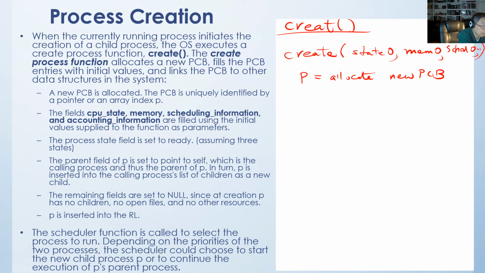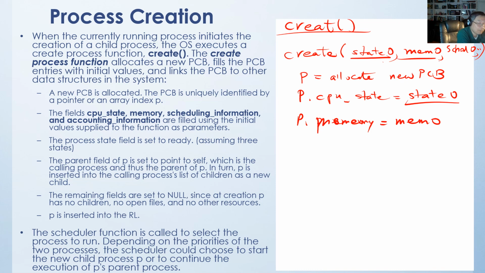So you use allocate to allocate P, and then P dot CPU state. P is actually the data structure you allocate in memory. P dot CPU state is the first field, set to the state 0, which is the initial state for the CPU state. And then the other state, let's say memory, P dot memory, is also going to be given its initial value when you call the function create.